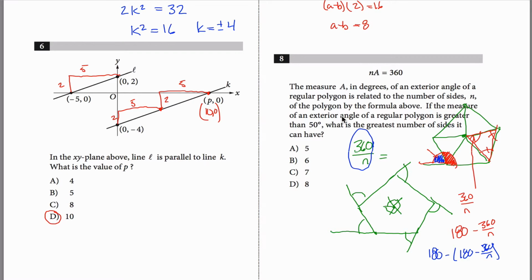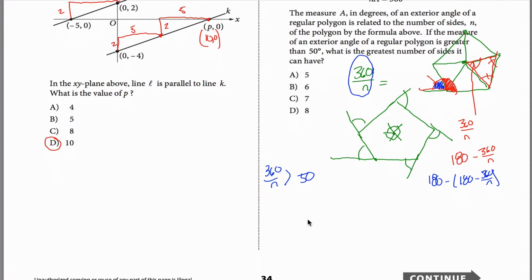It says if the measure of the exterior angle of a regular polygon is greater than 50 degrees, so I need 360 over n to be greater than 50 degrees. In other words, I need 360 to be greater than 50n. Put differently, I need 50n to be less than 360 degrees. Say greater than or equal to? Greater than. Okay, so this is all right.